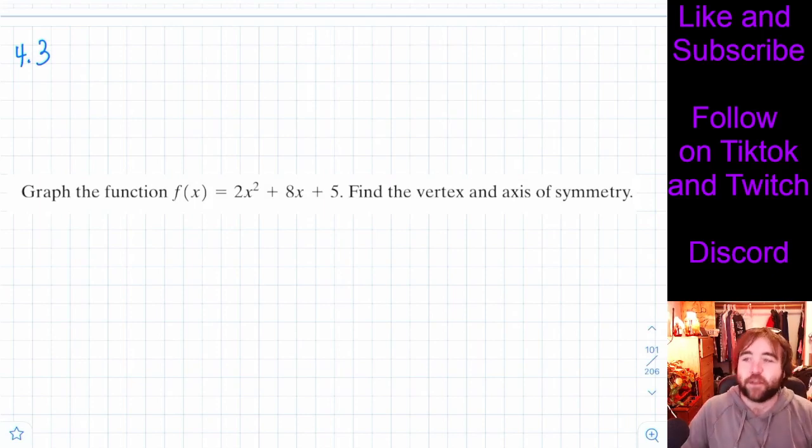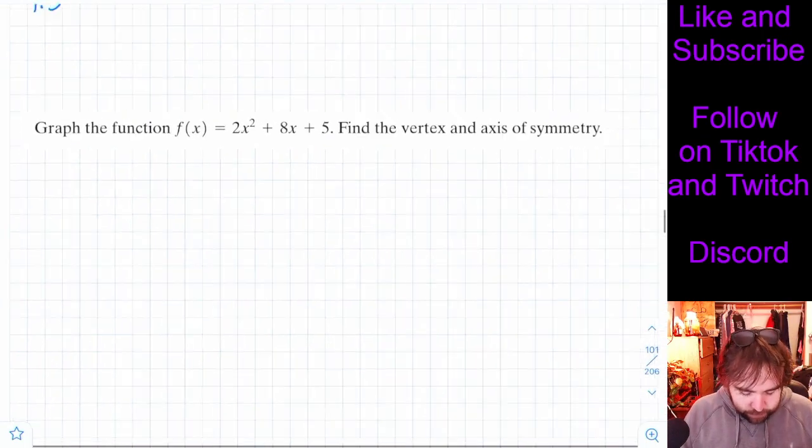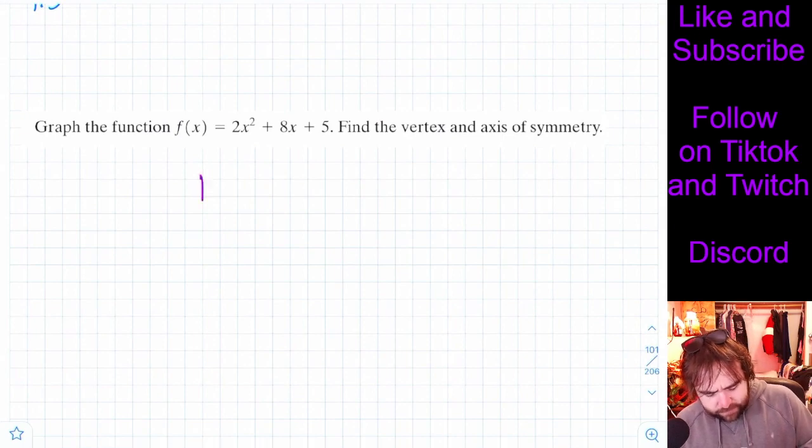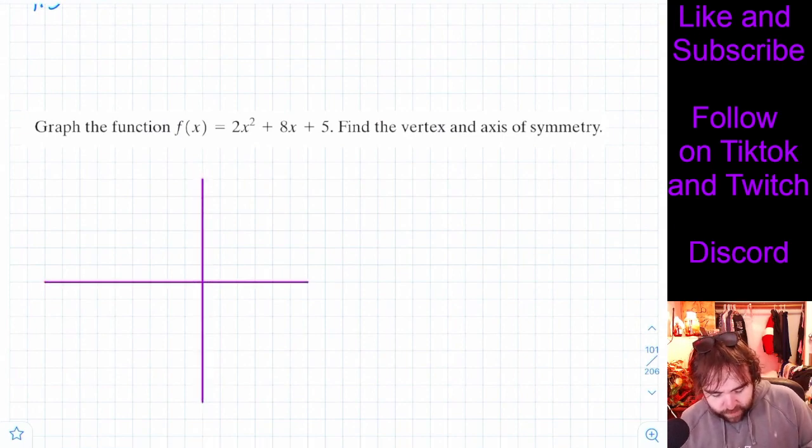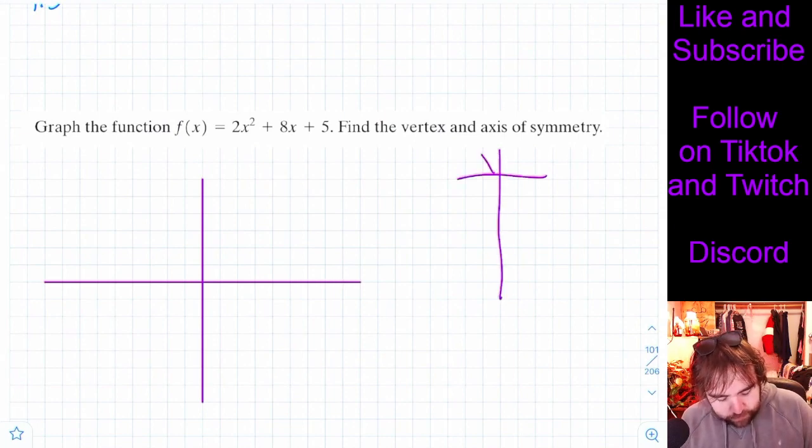So now we shift gears to quadratic equations. They want us to graph this and find the vertex and axis of symmetry. So let's first just graph it by plotting points, just to remind ourselves that whenever in doubt, we can always do that. So let's make a little table, x, y.